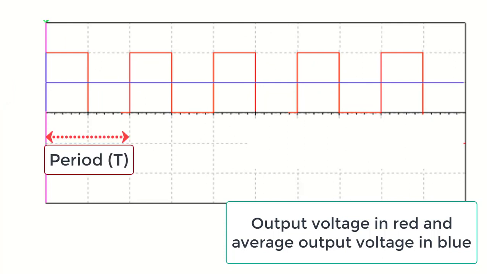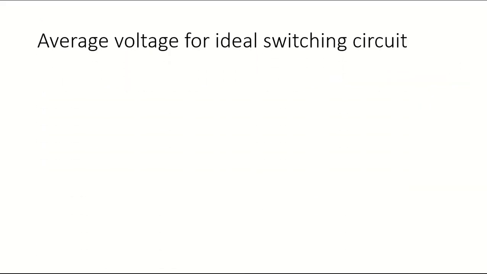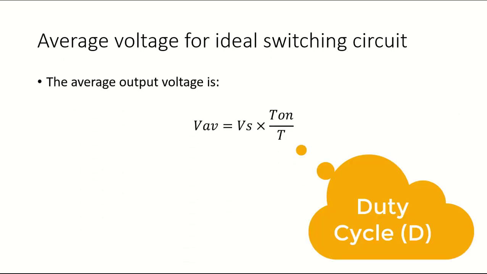Duty cycle is the ratio between the on time and the signal period. To get the value of the average voltage for any ideal switching circuit, we just multiply the source voltage by the duty cycle, under the following assumptions: no voltage drop across the switch, that means its resistance is 0, and it goes on and off immediately.